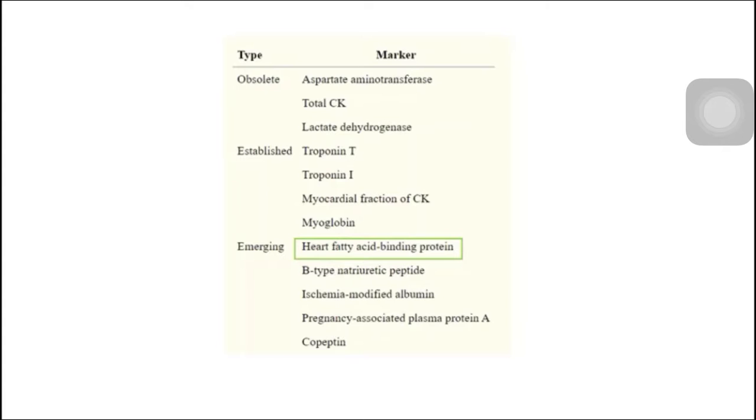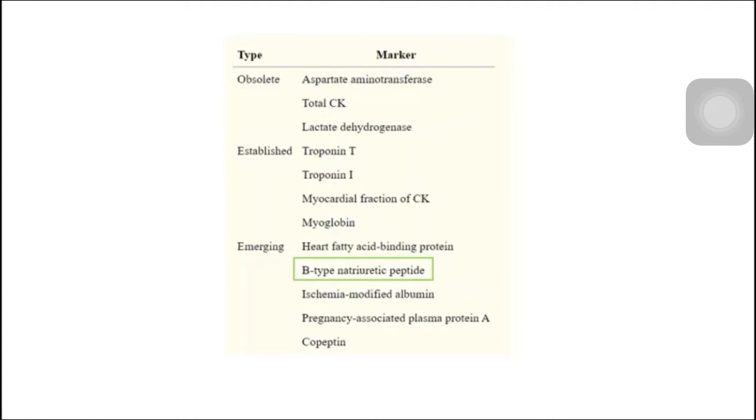And we also have the B-type natriuretic peptide po. This BNP po, this is a neurohormone released from the cardiac cells po. Now, studies have shown po that elevated BNP po is a predictive marker po of death and heart failure po. However po, BNP po is not useful po for the diagnosis of AMI.